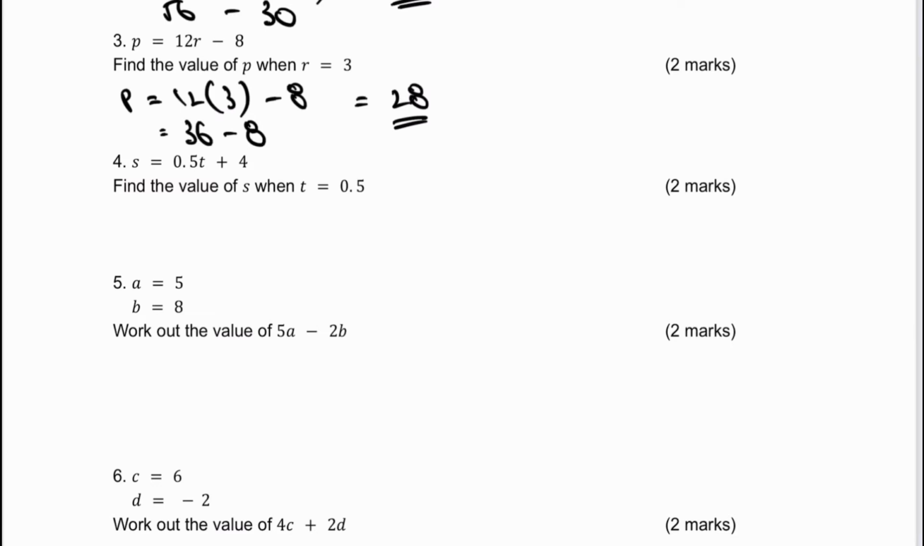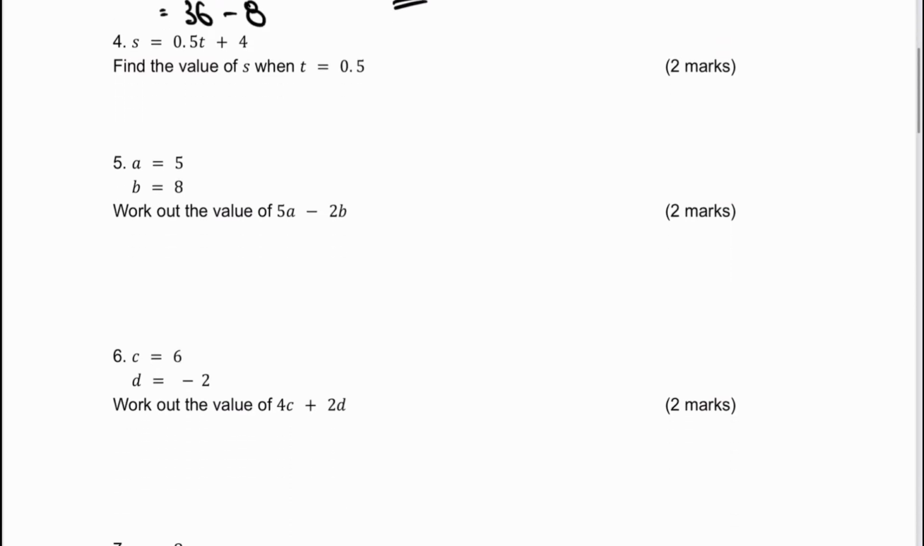Okay, so let's move on then to question number 4. Now this one is where t is a value of 0.5 or a half. So we've got s equals 0.5 multiplied by 0.5 plus 4. Now these are usually non-calculator, as I've noted at the top of the page here, but 0.5 times 0.5 is the same as saying 5 times 5, which is 25, and then we're going to move the decimal point 2 places, so it becomes 0.25 plus 4, so our final answer is going to be 4.25.